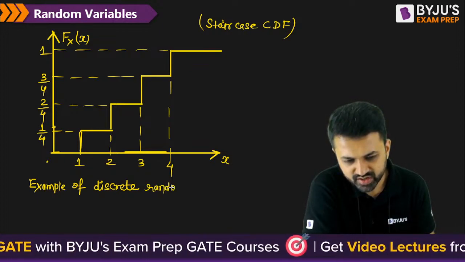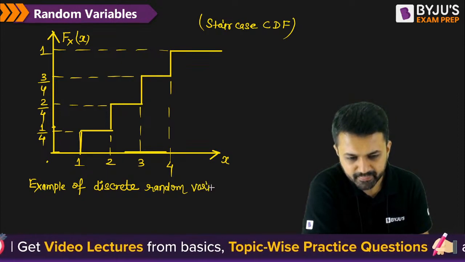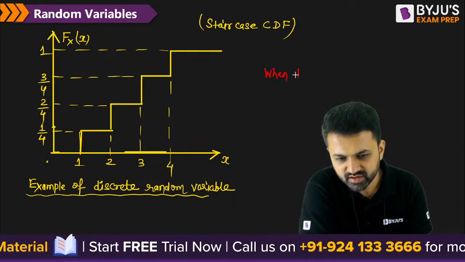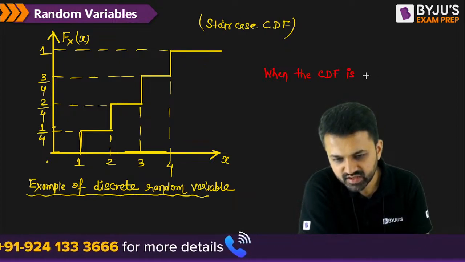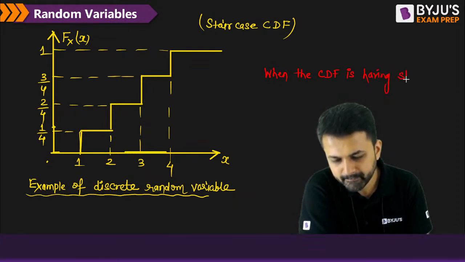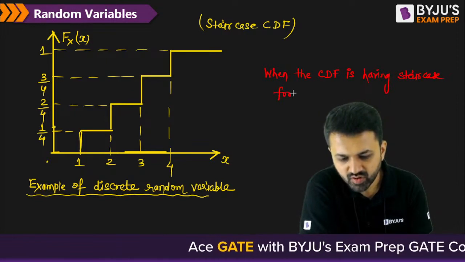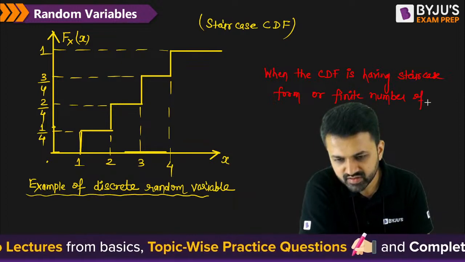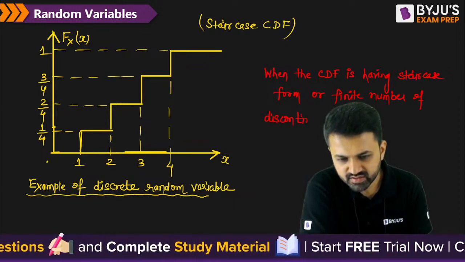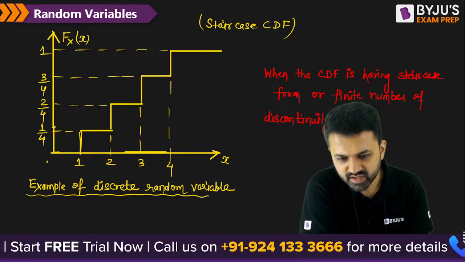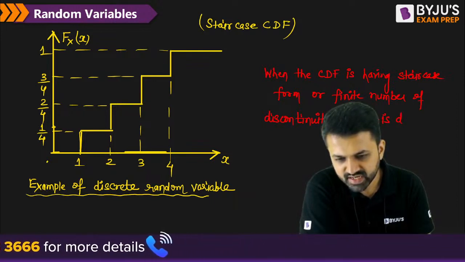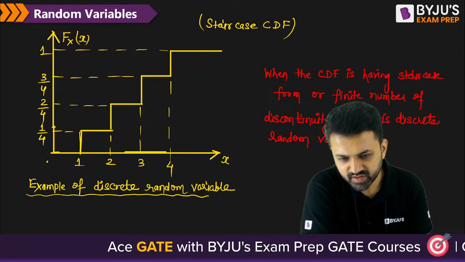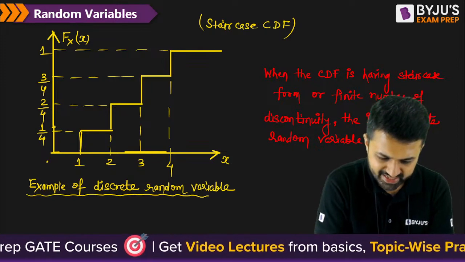When the CDF is having a finite number of discontinuities, when the CDF is having a staircase form, or you can say a finite number of discontinuities, then it is a discrete random variable. So we will call it a discrete random variable if it is having a finite number of discontinuities.